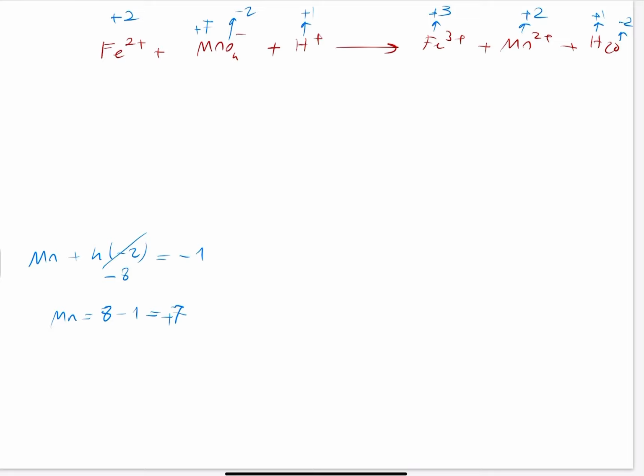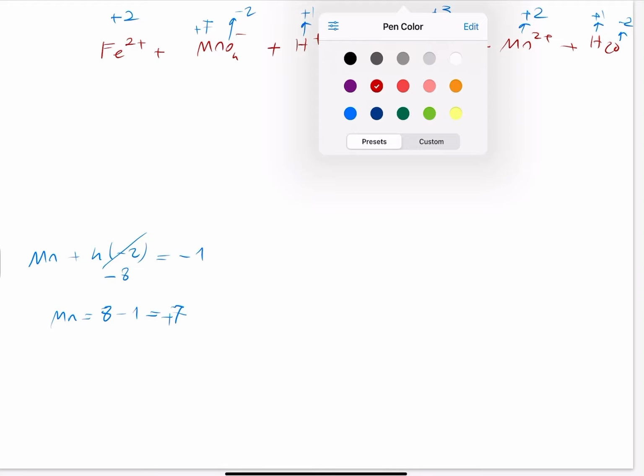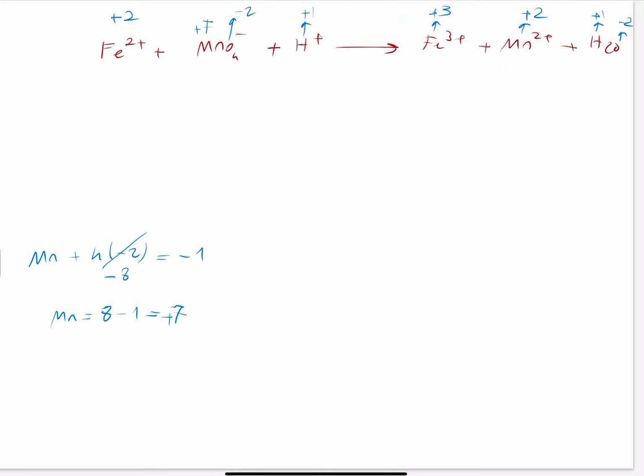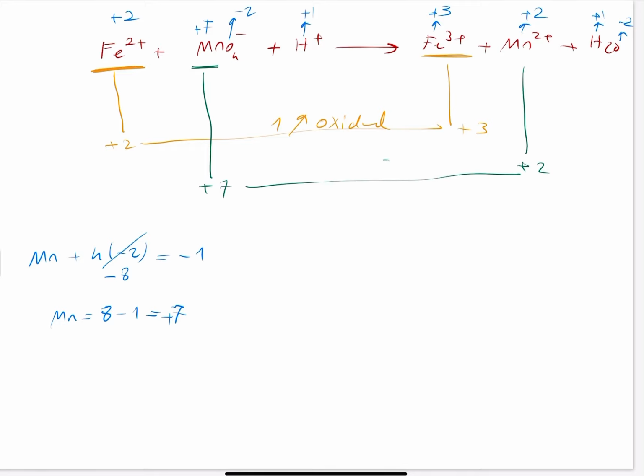As you see here, we choose two colors, between brown and green. For iron I choose brown. It changes from positive 2 to positive 3, an increase of 1: oxidized. Oxidation happens here. Mn goes from positive 7 to positive 2, a decrease of 5: reduction.